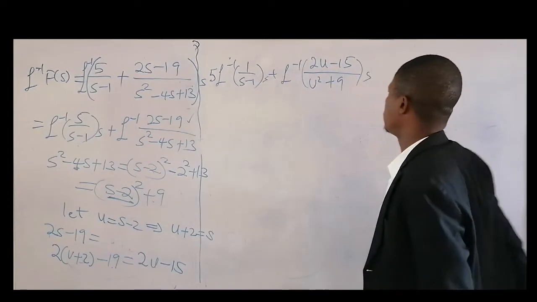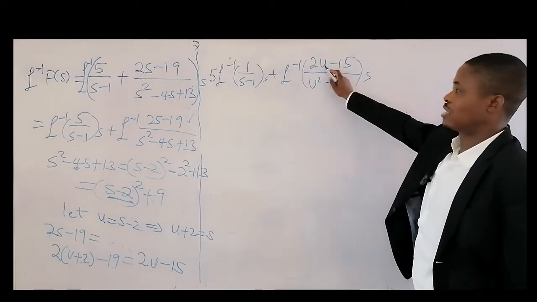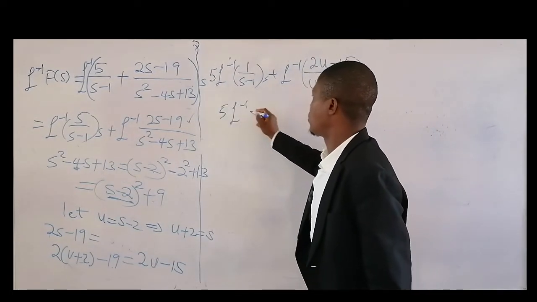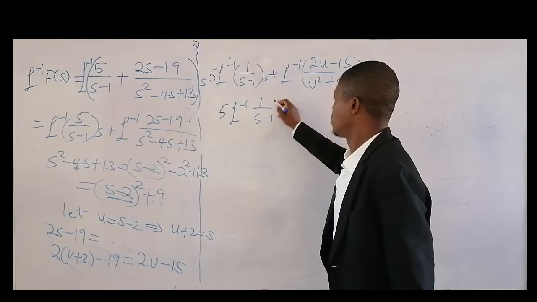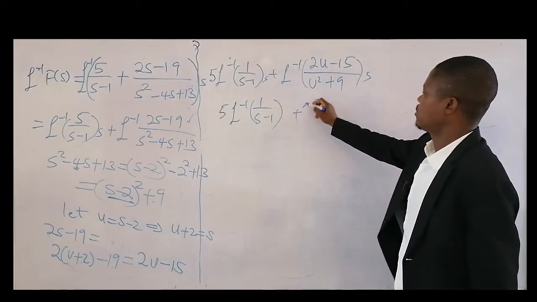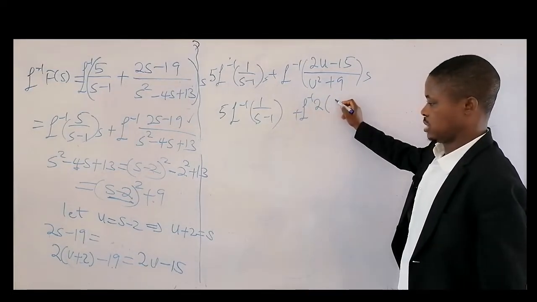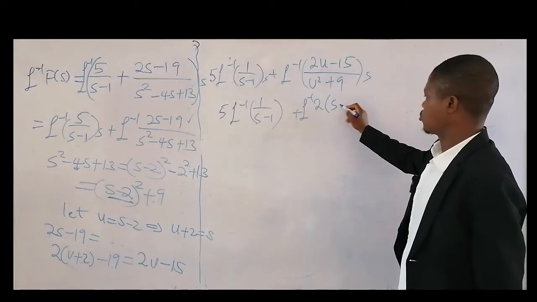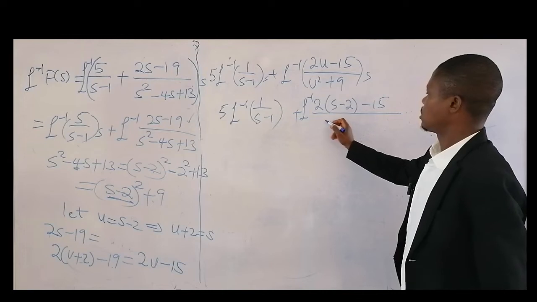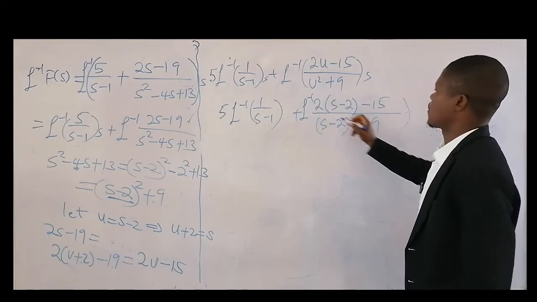So let's return the u back to the original function. And that will be equal to 5 inverse Laplace of this, then plus 2 into brackets inverse Laplace of 2 into brackets. U is x minus 2, minus 15 all over x minus 2 squared plus 9.